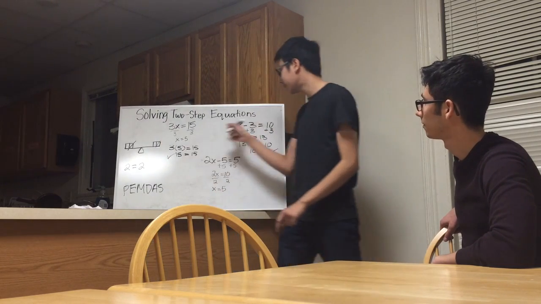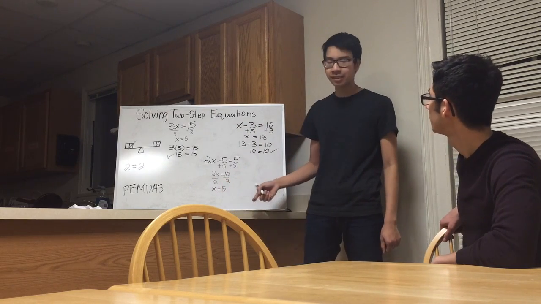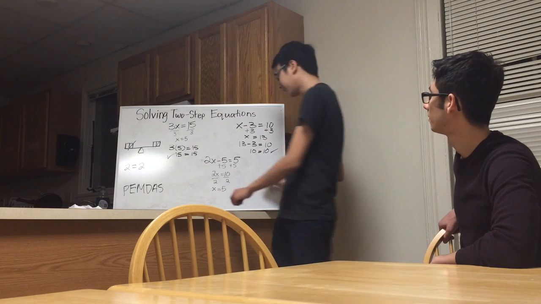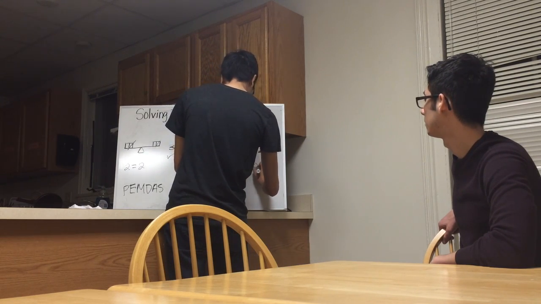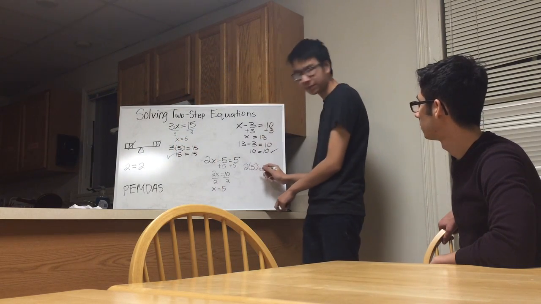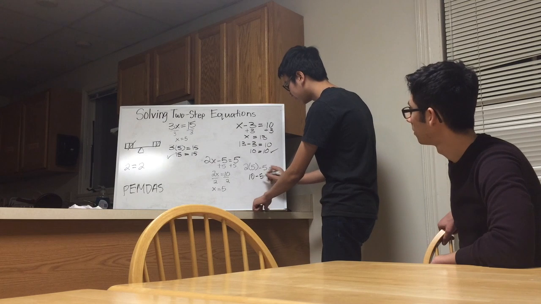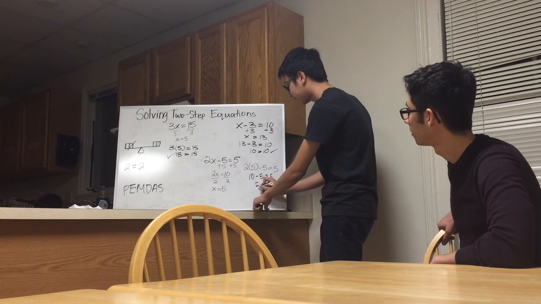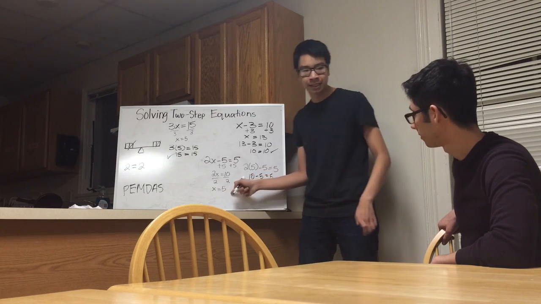But like these two equations, you don't know if the x value really does equal 5, so you have to check your answer. So you're going to get 2 times 5 minus 5 equals 5. And then 2 times 5 is 10. So you're going to get 10 minus 5 equals 5. And then 10 minus 5 equals 5. So 5 equals 5, which is true. So x really does equal 5.